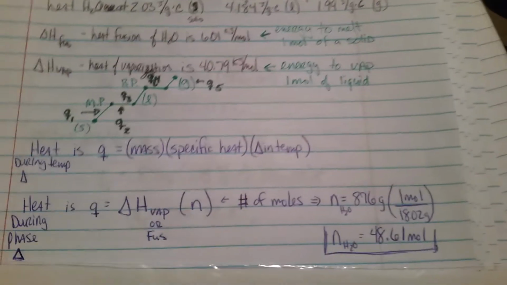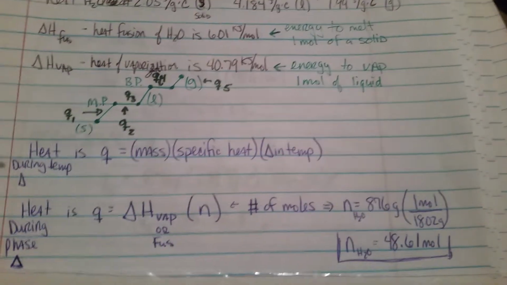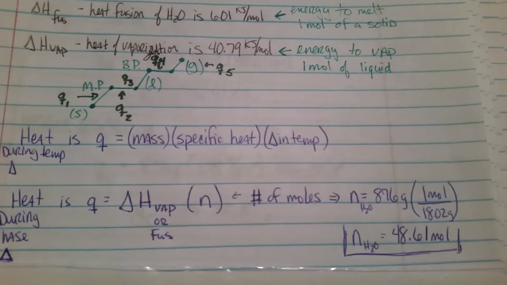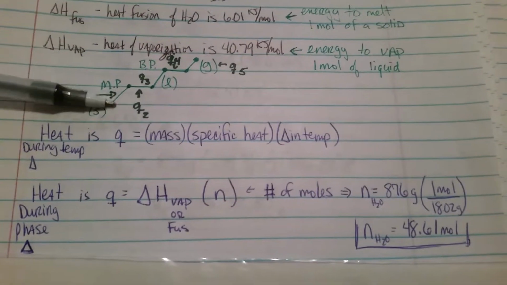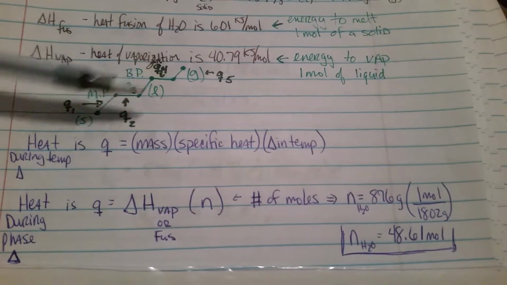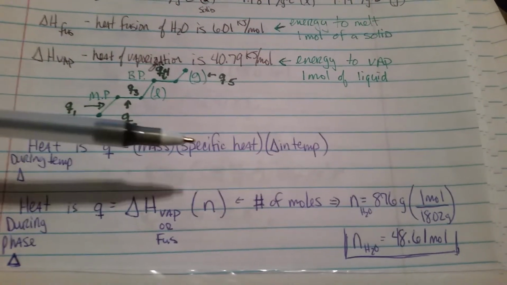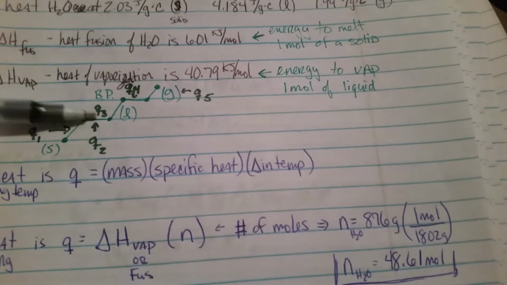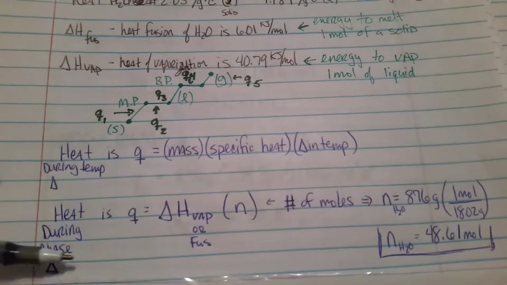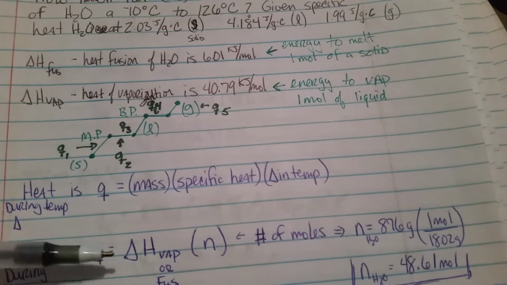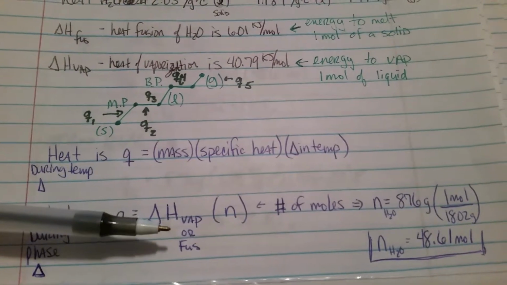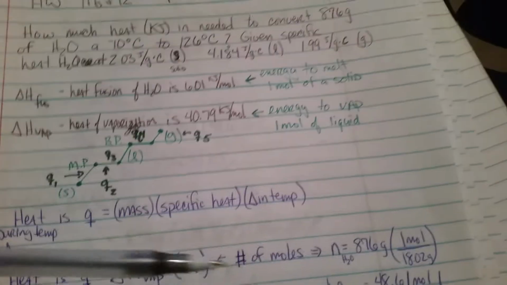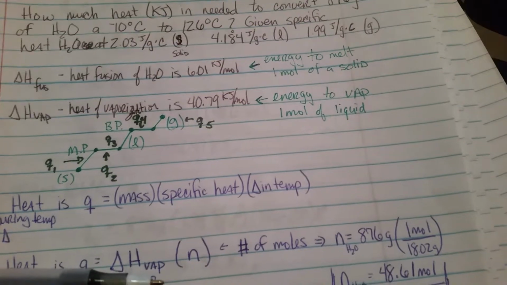But before that, we have the heat during a temperature change, which would be these little lines right here. Q is equal to mass times specific heat times change in temperature from one point to the next. Then the heat during these plateaus, the melting point and the boiling point, those are during phase changes. That Q is the heat of fusion or evaporation times the number of moles.